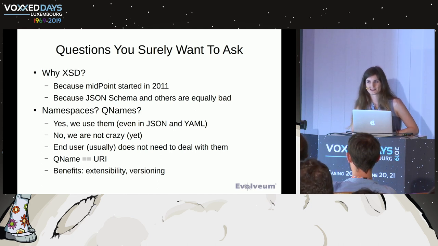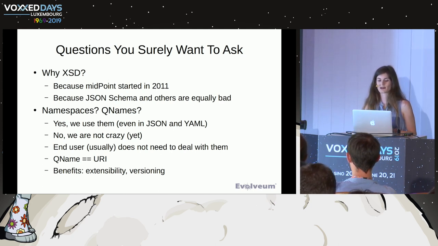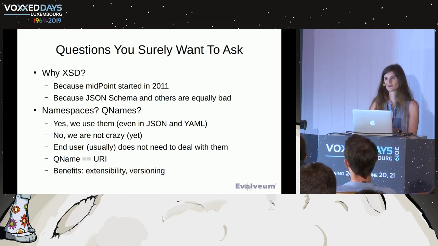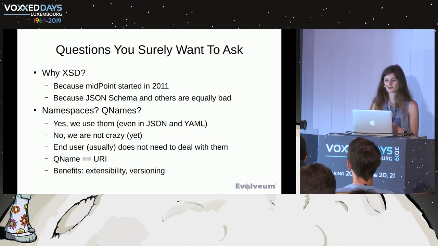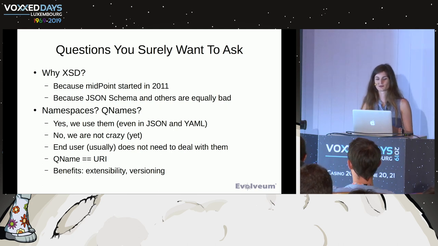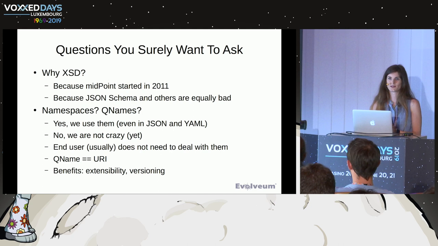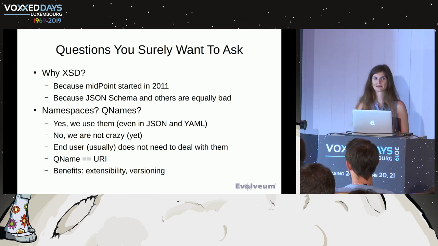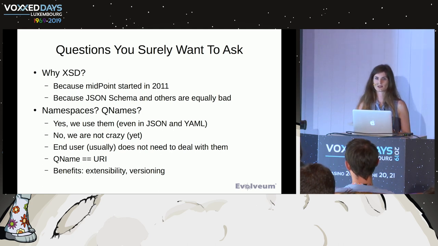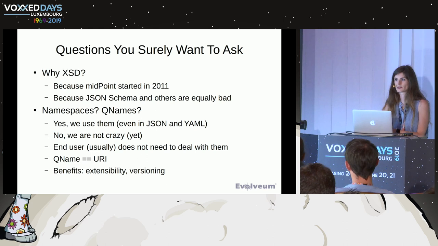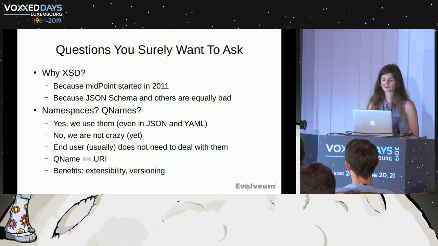We started with XSD schema and we still use it, with some extensions. The decision to use XSD schema was because in 2011 when we started there was nothing better, and we are not sure that it's now different. And yes, we also use namespaces and fully qualified names. For us, it's crucial to have this, because if we want to support extension schemas from customers, we have to have namespacing.